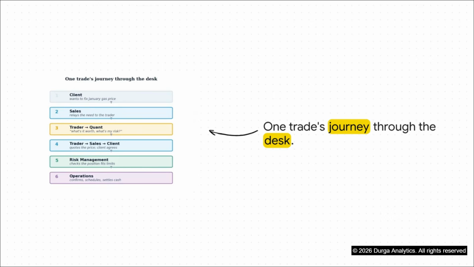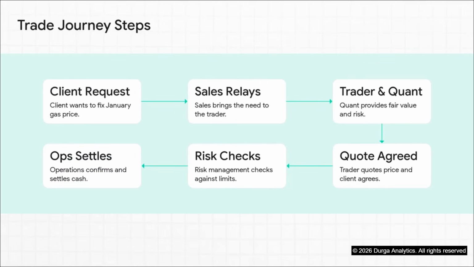Let's walk it through. Step 1. The utility client tells sales they want to fix their January gas price. Step 2. Sales relays this to the trader. Step 3. And hey, this is where your code executes. The trader asks you, what's January gas worth and what's my risk if I sell it? You immediately return a fair value and a risk metric. Step 4. The trader tacks on their margin, quotes the client, and boom, the client agrees.